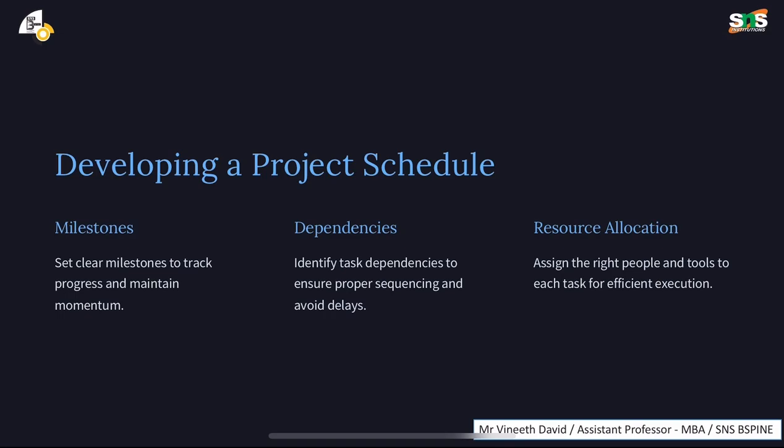So okay, resource allocation: assign the right person and tool to each task for effective execution. So yes, a person who is an expert in coding should be the person to code that. No other person can code it. So choosing the right person for the right task will make your project complete in the right time.